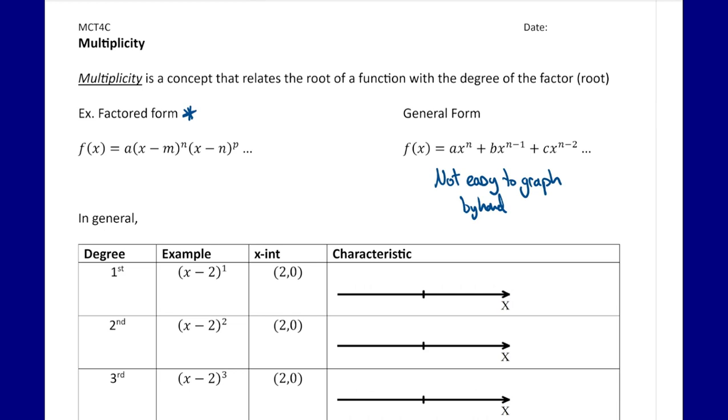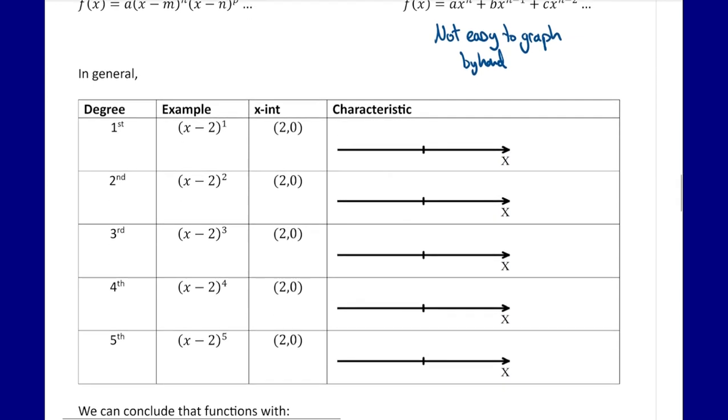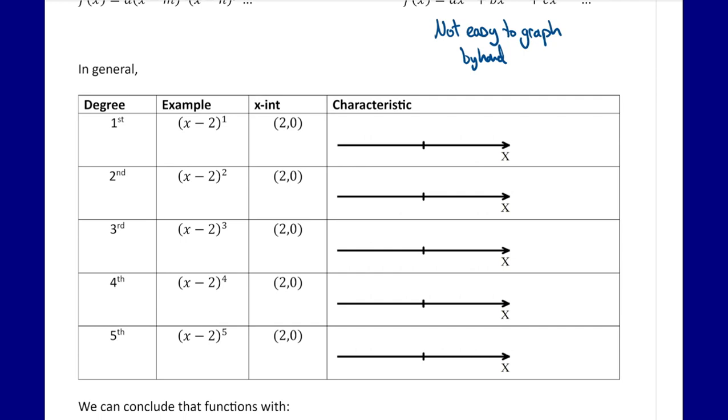So when we graph or sketch these polynomials, you'd be given the factored form. Now, in general, we're going to look at what occurs with these different degrees because it's going to help us sketch it. We're going to start looking at degree 1 and work our way up to degree 5, and hopefully we see a pattern as we go through.